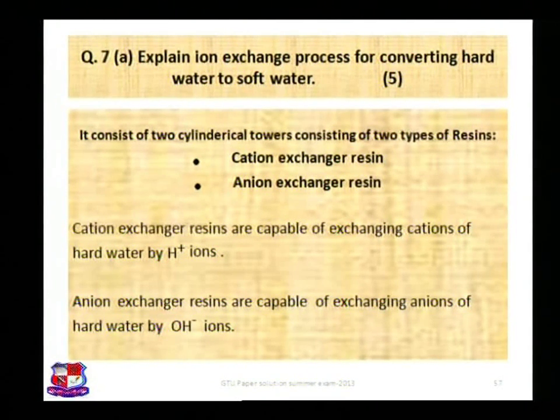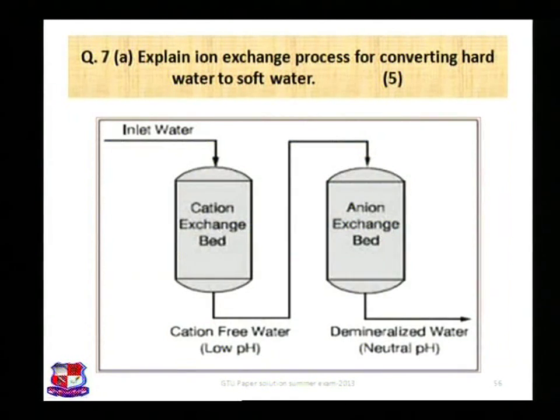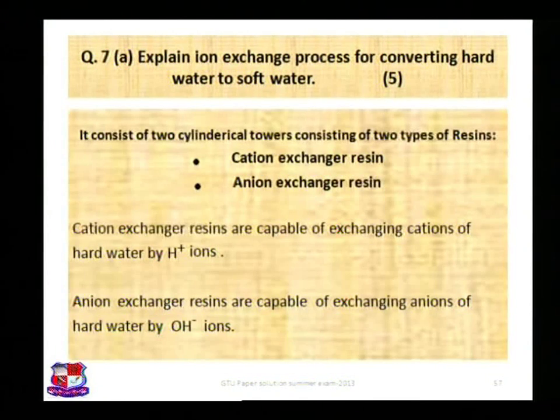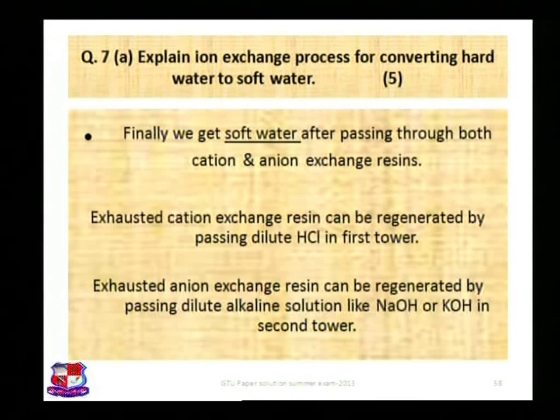It should be very clear in the mind that the cation exchanger, as the name itself says, exchanges the cations of the hard water. What are the cations? Calcium and magnesium. They are replaced by H+ ions. Anion exchangers are capable of exchanging anions of the hard water by OH- ions. That is shown here in the tower itself. After passing through both the exchanger towers, we finally get the soft water.